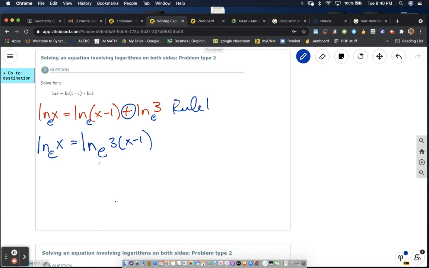So if we wanted to get rid of this log base e, we would just exponentiate it. We would put a little e there. We would take e to the, and then you cancel these out, and you get x is equal to 3 times x minus 1. And then you continue on your merry little way and solve for x. I'm not going to do it, to make these notes a little bit shorter.